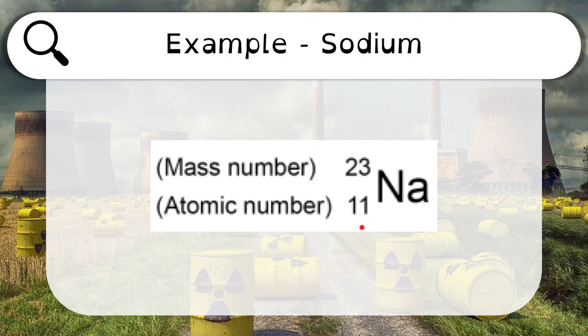The atomic number tells us how many protons and electrons there are. So sodium has 11 protons and 11 electrons. The mass number tells us how many protons and neutrons there are. So to find how many neutrons there are, it's 23 take away 11, which of course gives us 12. So there are 12 neutrons.